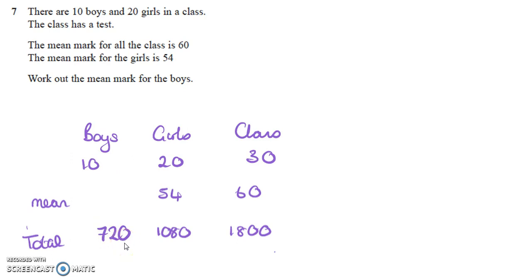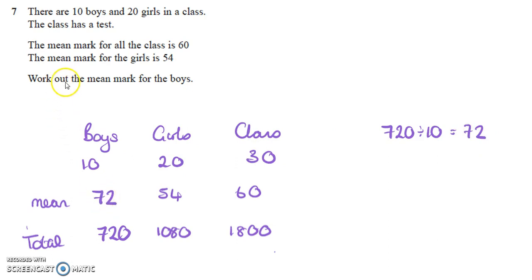What was their average score? So we would add up the number of marks, but we've done that, we've got 720. And then we would divide by how many there were. So we're dividing by the 10 boys, and that gives us 72 marks per boy. So we can put that into our table, and that is the answer.